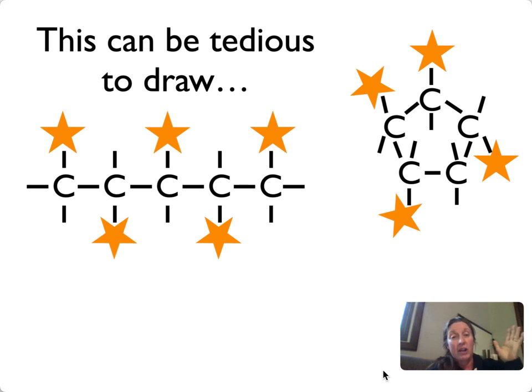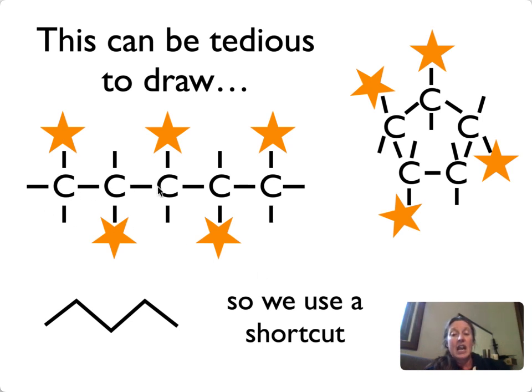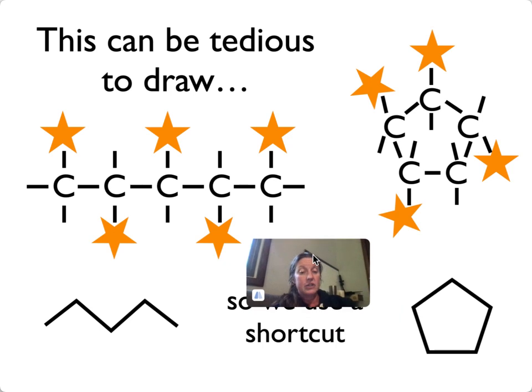Now, drawing all of these carbons and all of the bonds can be pretty tedious. So we use a shortcut, which is that we don't draw the letter C anymore. So this chain of carbon becomes this, where at the end of each segment, we assume there is a carbon. So this is carbon, carbon, carbon, carbon, carbon. And for our ring structure, same thing. Where we have 5 carbons in this ring, now we just have the 5 angles, 5 corners, and each of those corners is a carbon. This is a lot easier to draw.